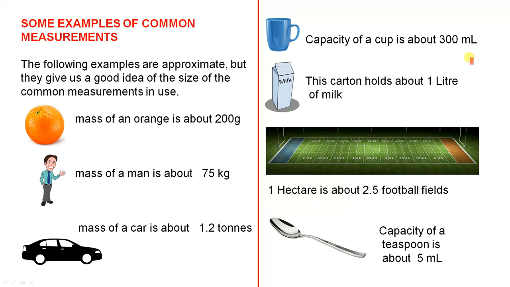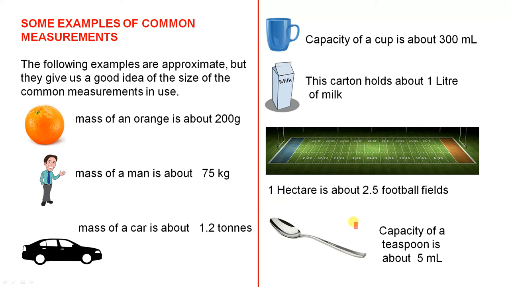The capacity of a cup is about 300 millilitres. You've seen quite often in the shops that a litre of milk looks like that. So that carton holds about a litre. With respect to area, if you have about 2.5 of the normal football fields or sports fields that you see, that's about a hectare. So a hectare is quite a large area.